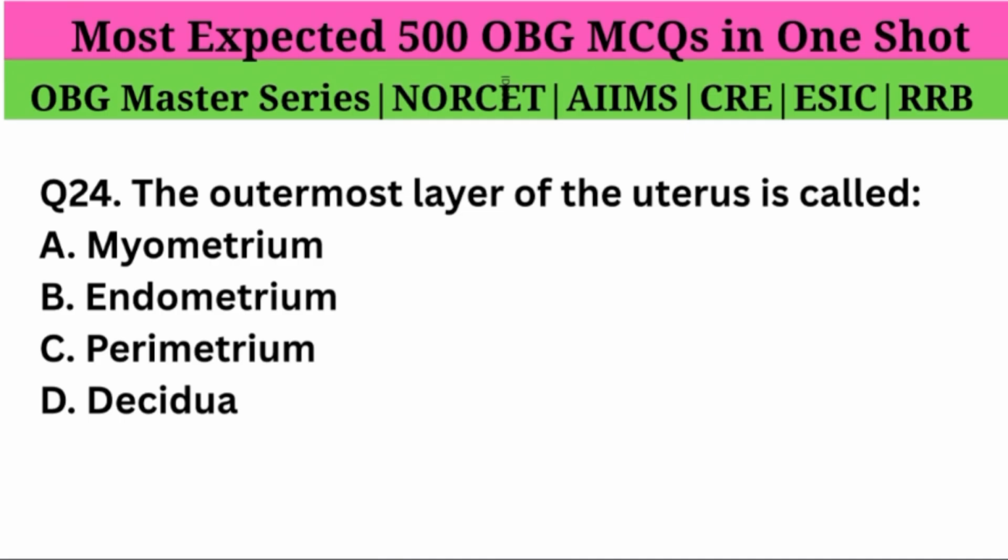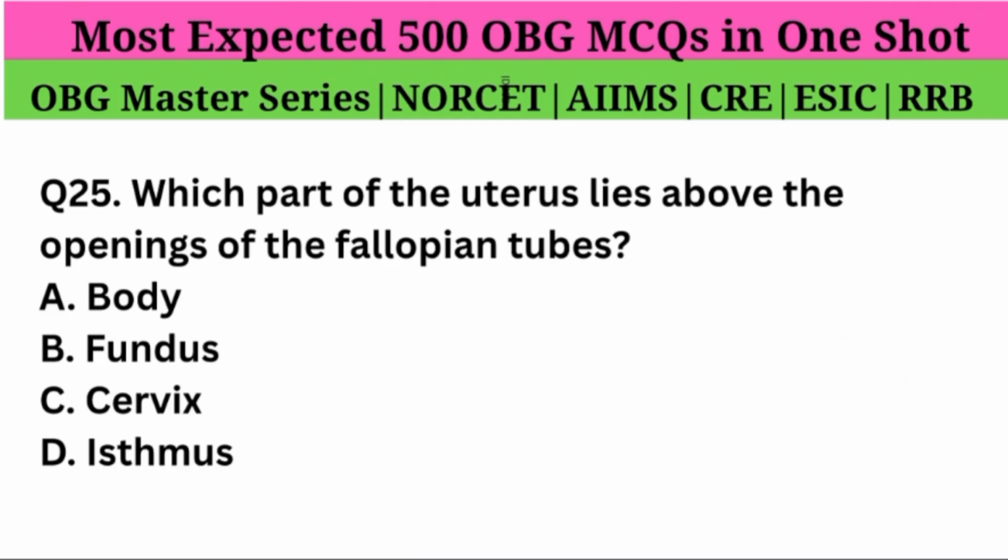Next question, the outermost layer of the uterus is called? Your correct option is option C, perimetrium. Next question, which part of the uterus lies above the openings of the fallopian tubes? Your correct option is option B, fundus.